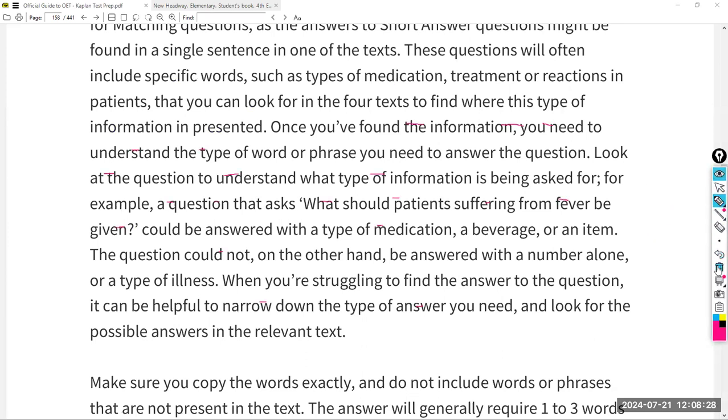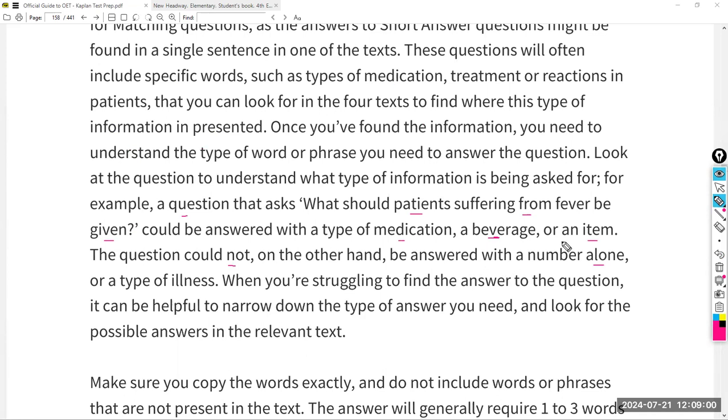And I think I have to raise my screen. So the example is a question that asks, what should patients suffering from fever be given? Now, it could be answered with a type of medication or maybe a certain beverage. I mean, the meaning of beverage is a drink, or maybe a certain item. So this question couldn't, on the other hand, be answered by writing only a number, for example.